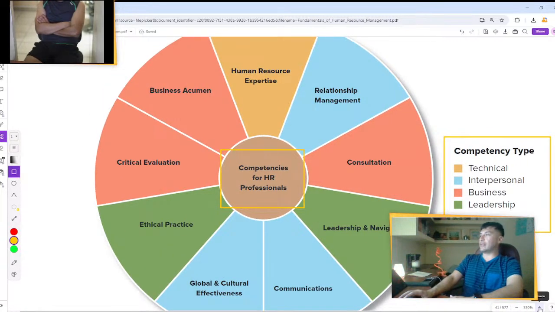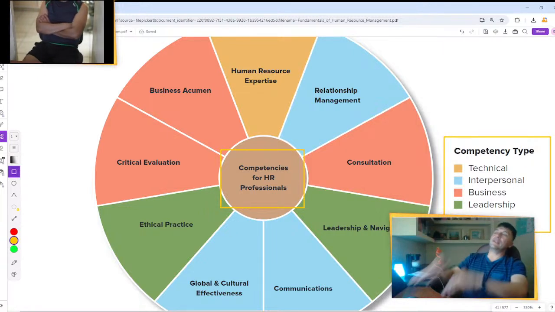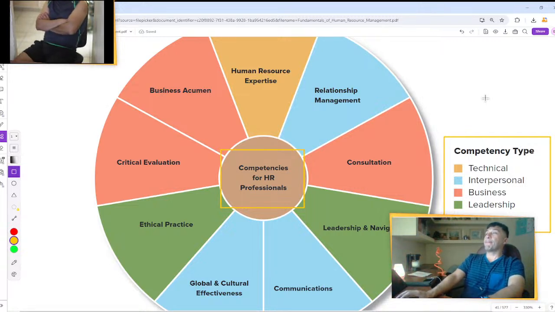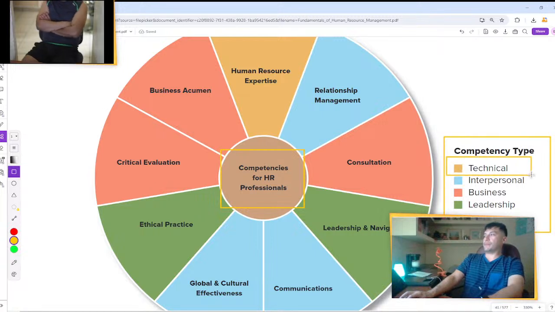And what are the technical ones? The technical ones are, in this case, only human resources expertise. Can you define this one? Human resource expertise is all the knowledge and all the wisdom you have been discovering across your career. You're like an expert on everything around human resources management, and it's a technical expertise.